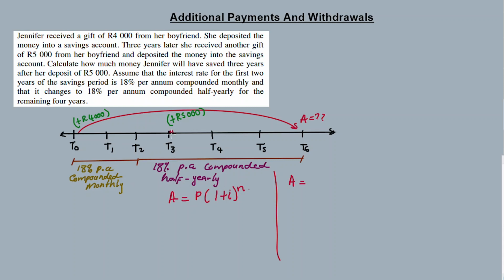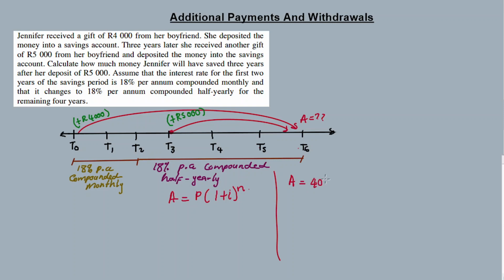And then this 5,000 rand will stay over this period where you experience only one interest rate, which is this 18% per annum compounded half yearly only, over a period of 1 to 3, right? But this 4,000 you experience two interest rates here. So it's something that should reflect in the calculation then.